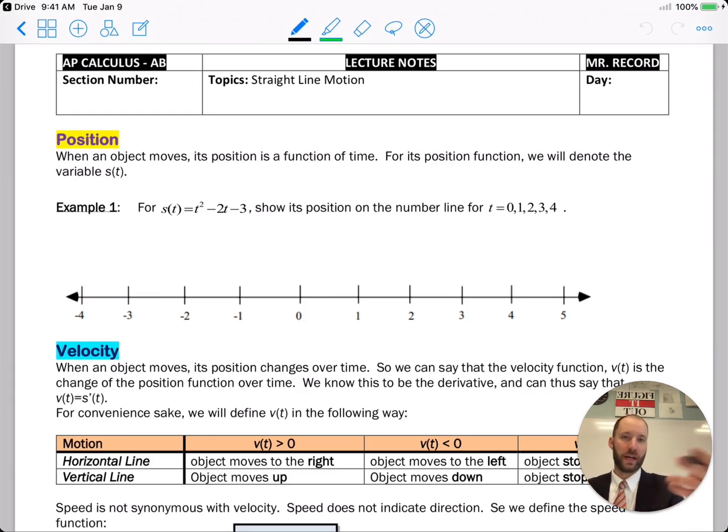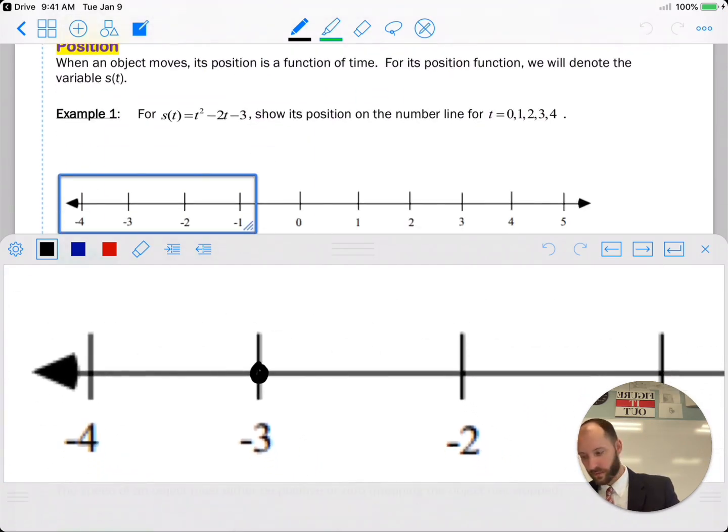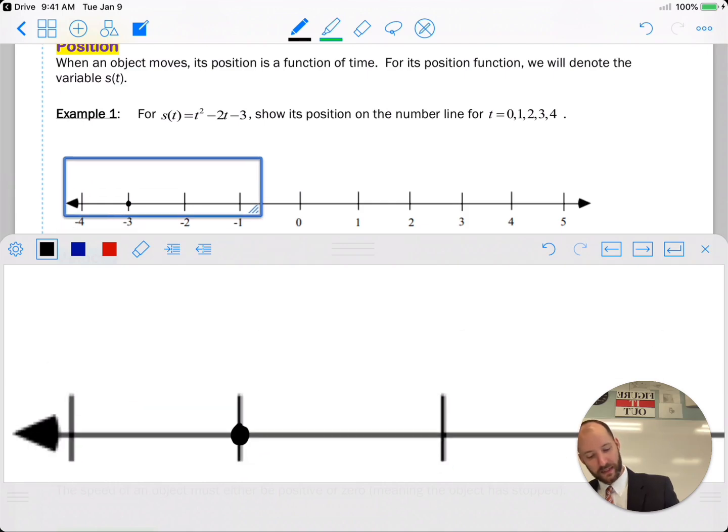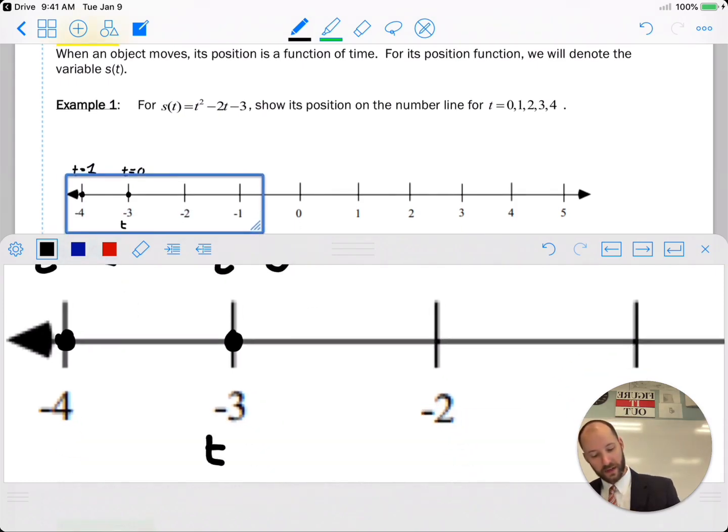At t equals 0, go ahead, plug in 0 for t, you get negative 3. So we're at negative 3, right here at t equals 0. Plug in 1 for t, and you find that it goes to negative 4. So 1 minus 2 minus 3. Plug in 2 for t, and you're back at negative 3.